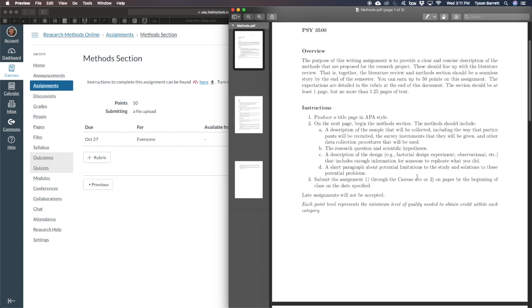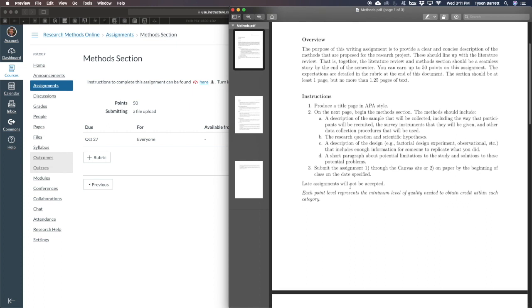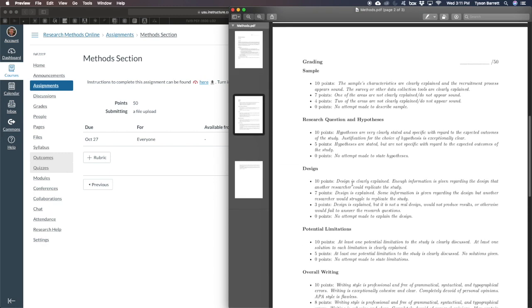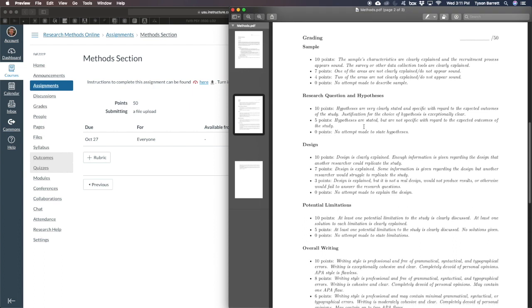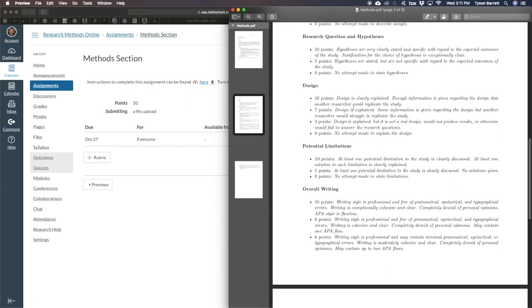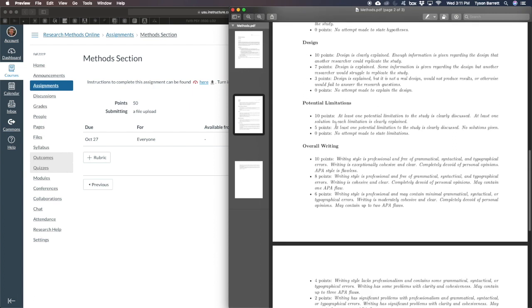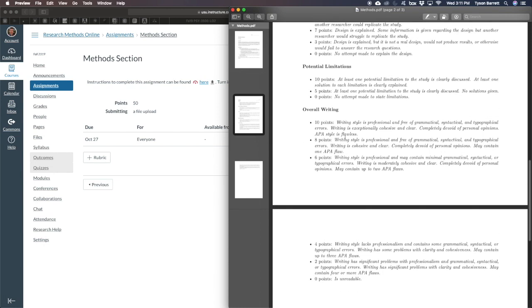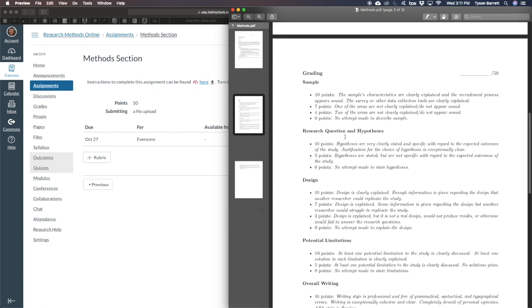So again, you'll need to submit this on Canvas since there's no in-person class here. So if you scroll down, you actually have the rubric, so you can see where the points are going to come from. So describing your sample, stating your research question and hypotheses, the research design, potential limitations, and then overall writing. So take a look at those, see if you have questions, reach out.